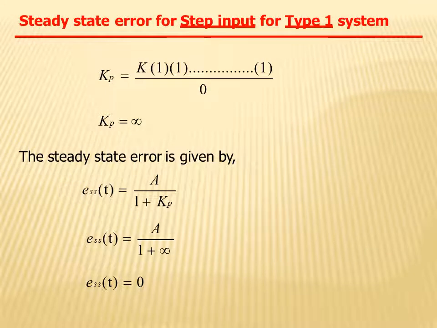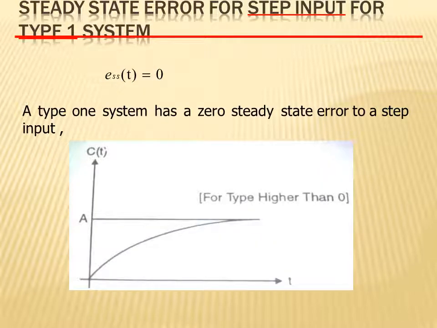So we will get Kp is equal to K into 1 divided by 0. So Kp is equal to infinity. So the steady state error is given by ESS of t is equal to A divided by 1 plus Kp. Here Kp is infinity. So steady state error for step input for type 1 system is 0. And graphically it is represented like this.